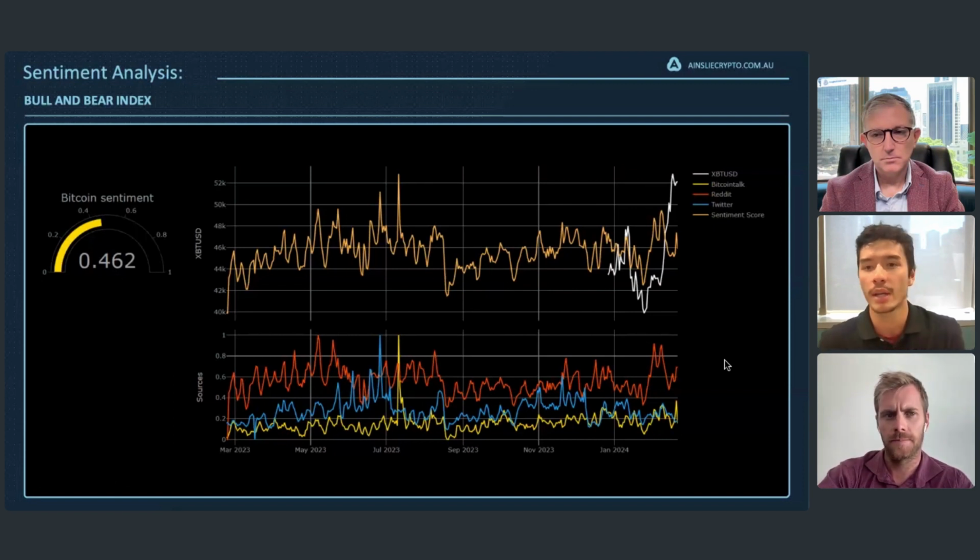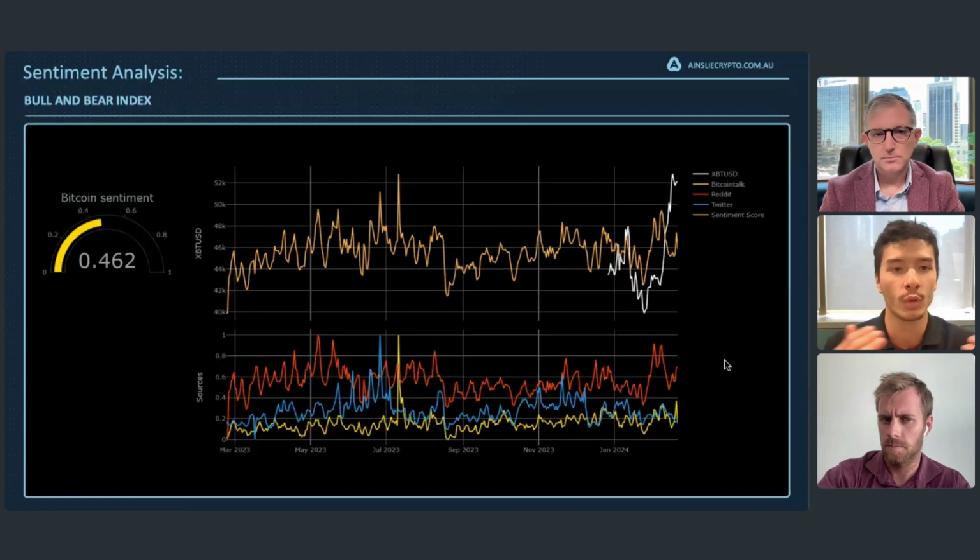Yeah, I'll quickly explain this one for you. It's a Bitcoin sentiment score. It just uses an AI model to scour Reddit, Twitter, and Bitcoin Talk, and it gives you an overall score. Right now we're sitting at 0.46, which is slightly more on the bearish side, but leaning towards neutral as to where we are right now.